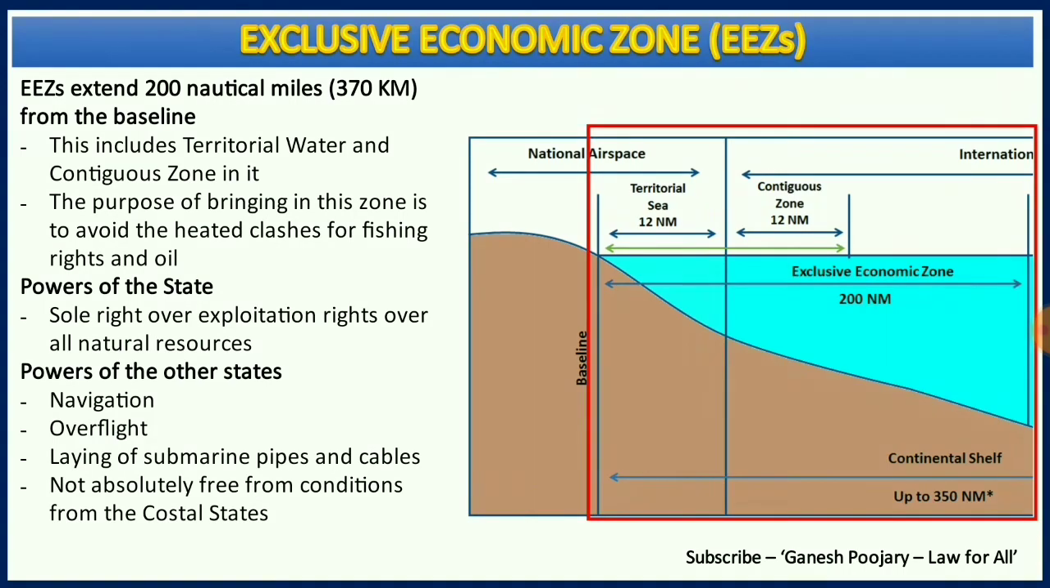So exclusive economic zone is extended up to 200 nautical miles from the baseline. When I am saying baseline, this 200 nautical miles includes both territorial sea as well as contiguous zone. That means after the completion of contiguous zone, we have 176 nautical miles which are covered under exclusive economic zone, and overall including all these three, it is 200 nautical miles.